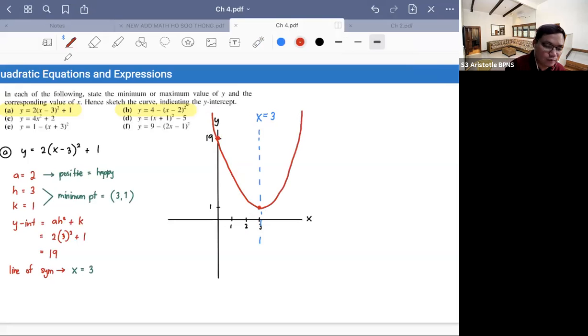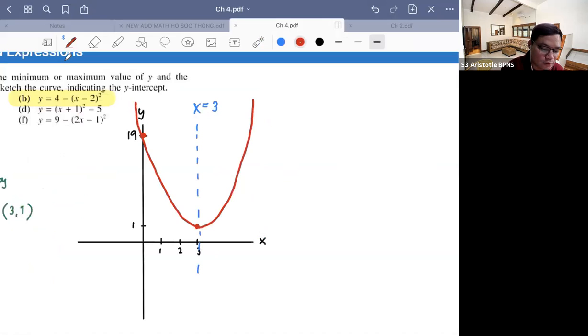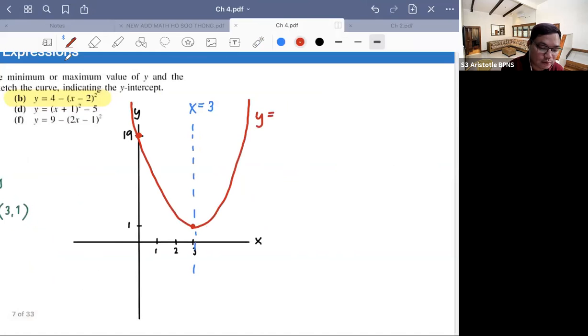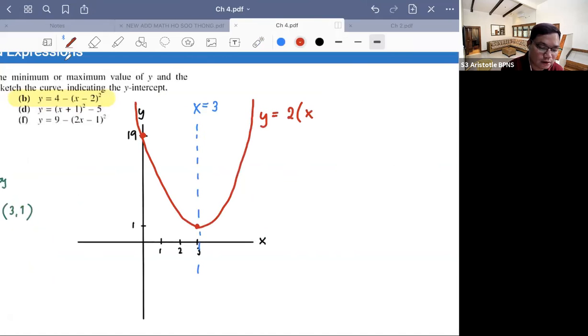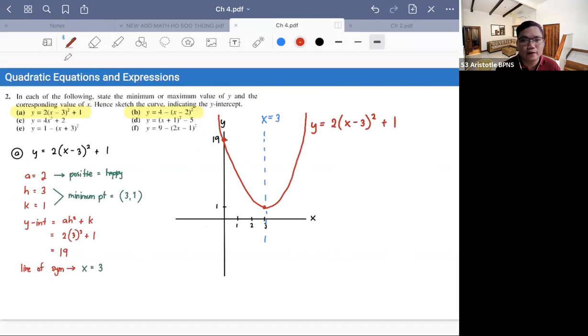And then don't forget to write the equation. So the equation is y equals 2 times x minus 3 squared plus 1. So that's how you draw your graph.